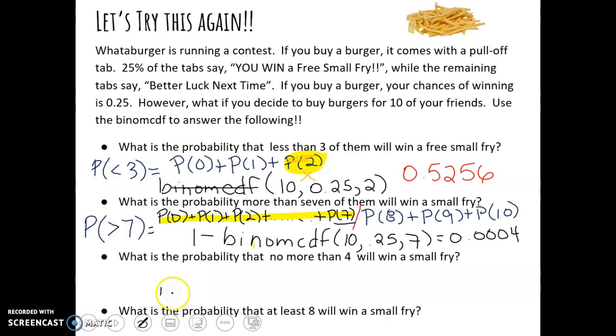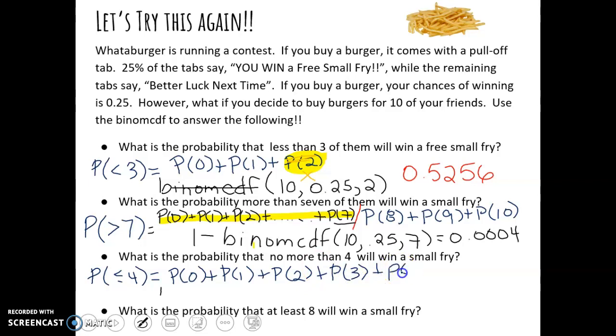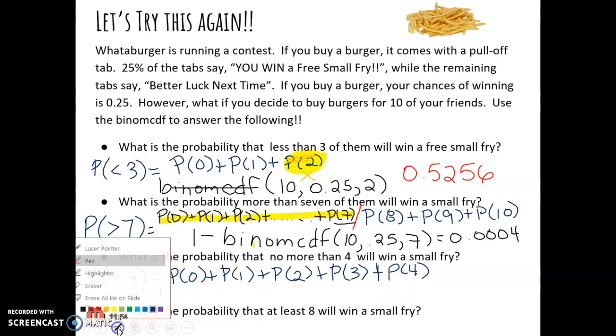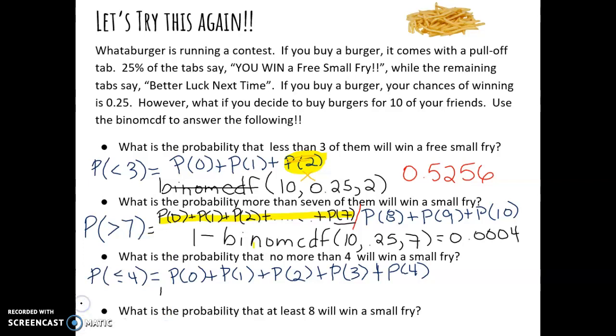Alright, so let's look at the next one. What's the probability of no more than 4? No more than 4 is 4 or less, so we need to add the probabilities of 0, 1, 2, 3, and 4. So can we use the binomcdf function? Yes, because we're adding the probabilities from 0 up to 4 successes. So for binomcdf, we do not have to subtract from 1 here because it starts at 0 the way we want it to.